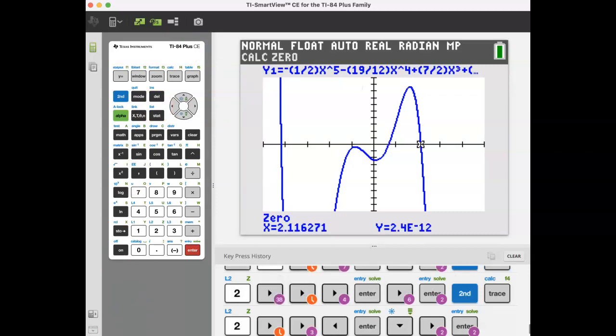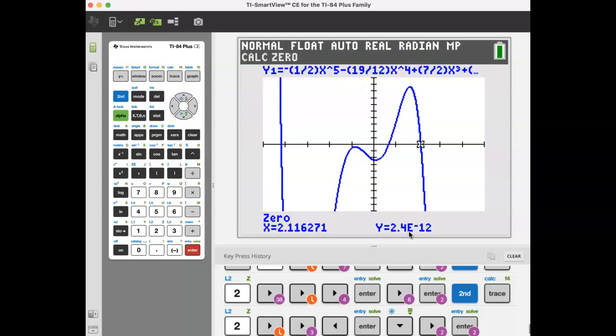Now, notice at the bottom, I have 2.4 e. That's not e for eek. What that is, is scientific notation, because your calculator did its best with the region you gave it to find the x-intercept. That means that it is 0.000000000024. That's approximately 0. So go ahead and write 2.11, comma 0.